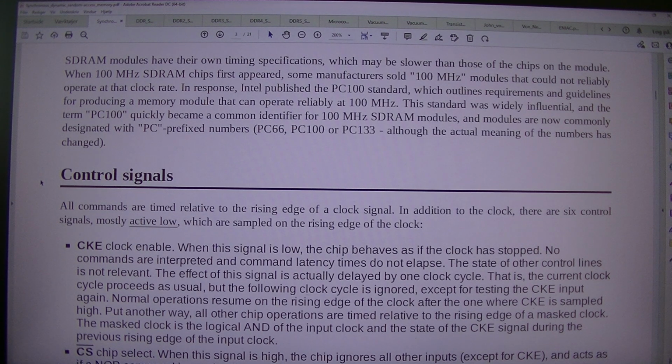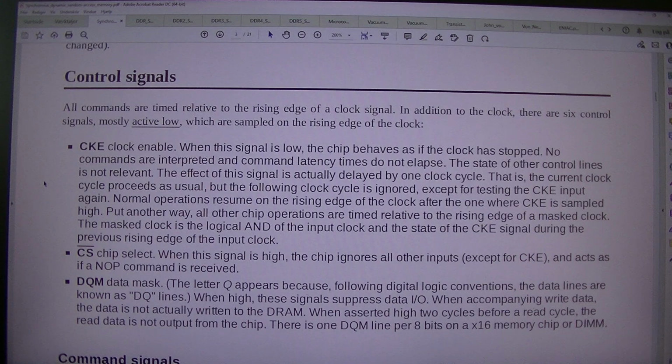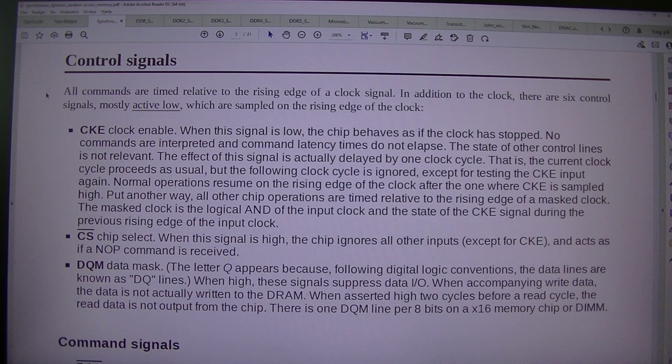Control signals. All commands are timed relative to the rising edge of a clock signal. In addition to the clock, there are 6 control signals, mostly active low, which are sampled on the rising edge of the clock. CKE, clock enable. When this signal is low, the chip behaves as if the clock has stopped. No commands are interpreted and command latency times do not elapse. The state of other control lines is not relevant.